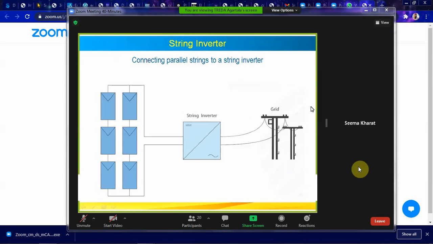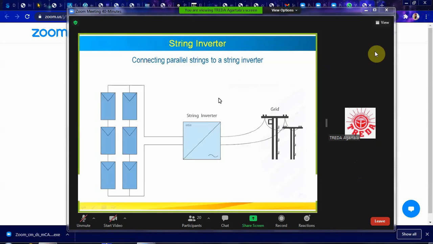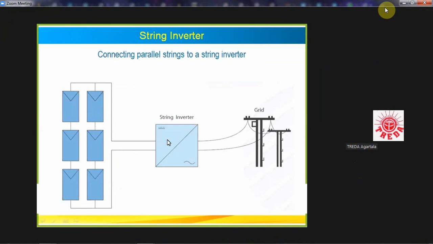Module, these two strings are there. Two strings are there, and these are connected in parallel. And it is linked to the grid.